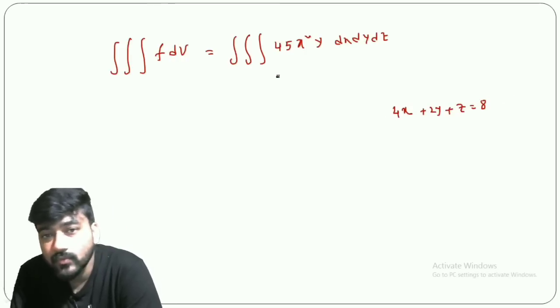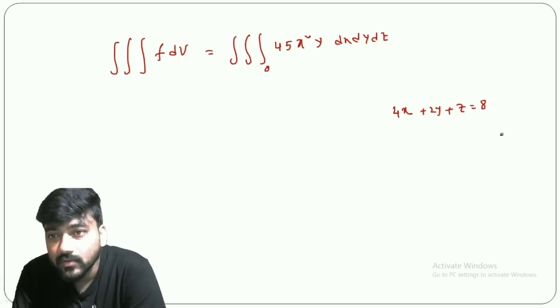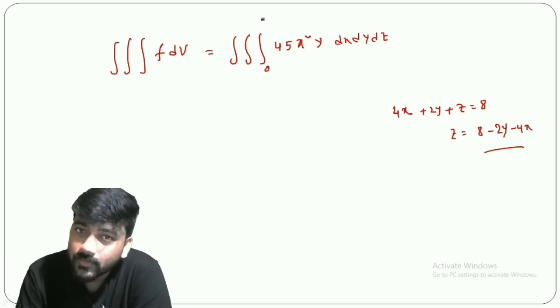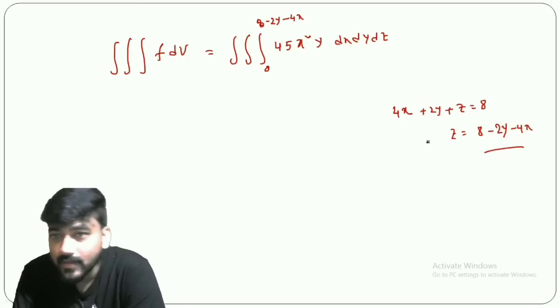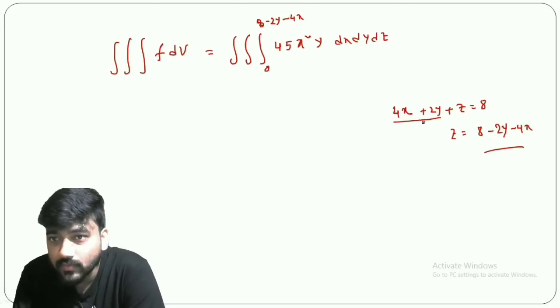So what we have to do, we have to first put the limit of z. The initial limit will be 0. The final limit will be from here, z = 8 − 2y − 4x. So you have to put here 8 − 2y − 4x for z. And then you have to put the limit of y. When you put the limit of y, you should put z = 0.